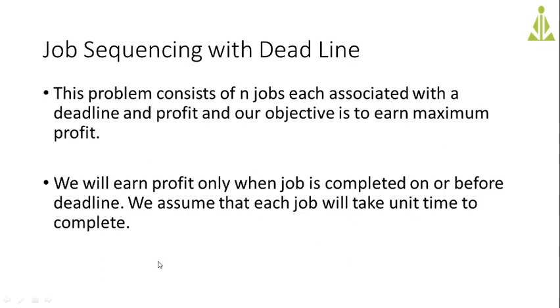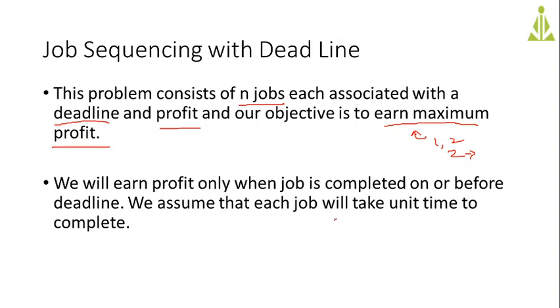Here we will see the definition. What is job sequencing with deadline? This problem consists of n jobs, each associated with a deadline and profit, and our objective is to earn the maximum profit. As I told you, every problem has n jobs with deadline and profit. These 3 things will be there in the job sequencing with deadline problem. What I need to do is earn the maximum profit from the given problem. We will earn profit only when the job is completed on or before the deadline. As I told you, if the deadline is 2, it can be completed in 1 or 2. Only if it is completed before the deadline can you earn the profit.